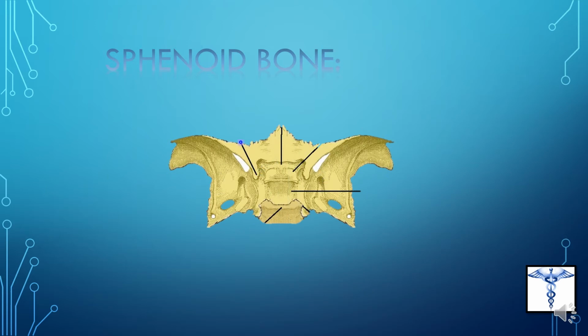This is the sphenoid bone, which is a butterfly-shaped structure. It has a lesser wing of sphenoid and a greater wing of sphenoid. Medially, the lesser wing of sphenoid forms two processes. These processes are called the anterior clinoid processes. These processes are for the attachment of the tentorium cerebelli. The tentorium cerebelli is also a dural septum, which makes the roof for the posterior cranial fossa.